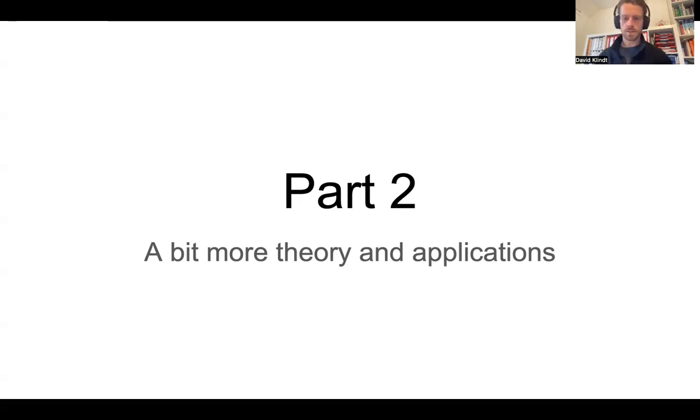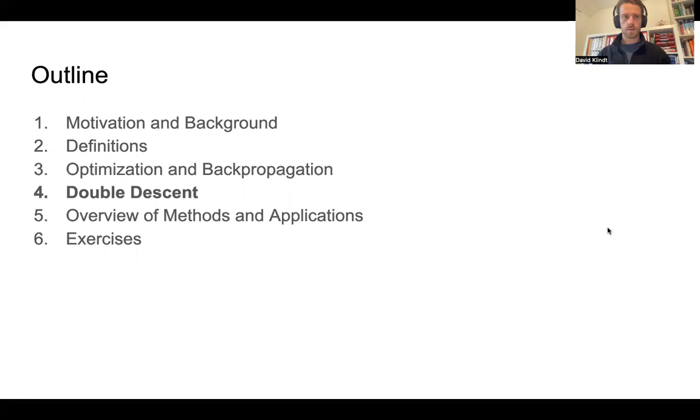Okay, so with this, let's get started. There's a bit more theory at the beginning and then some applications. In the first part of the lecture, we spoke about general motivation and background, basic definitions for neural networks, and a little bit about optimization, and we went through the backprop algorithm. The second part of the lecture will start with double descent, or the mystery of how or why deep neural networks work, followed by a quick tour de force of cool methods and applications that are ongoing at the moment.